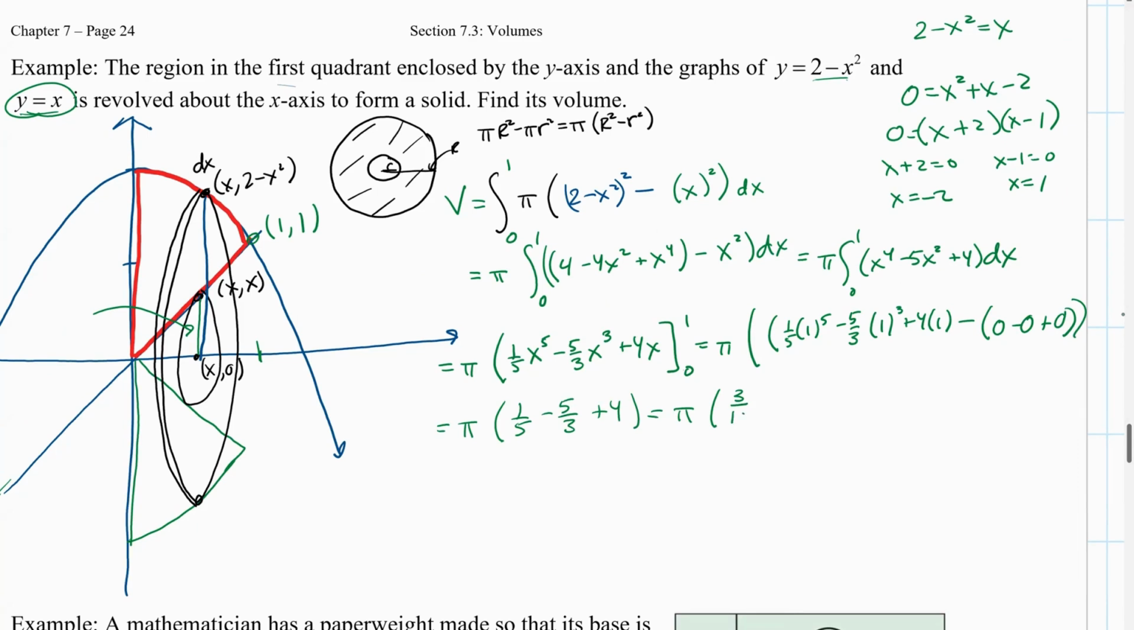So about 3/15 minus 25/15 plus 60/15. So it's 63 minus 25, that's 38. So it looks like I've got 38/15 pi for my volume there.